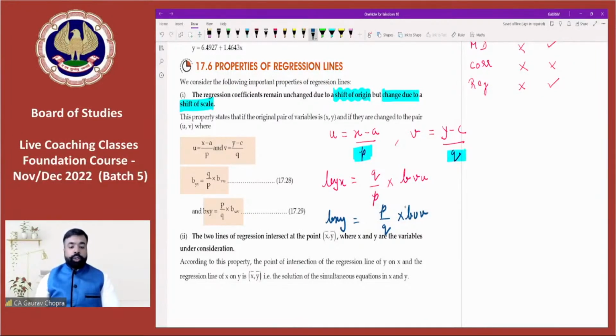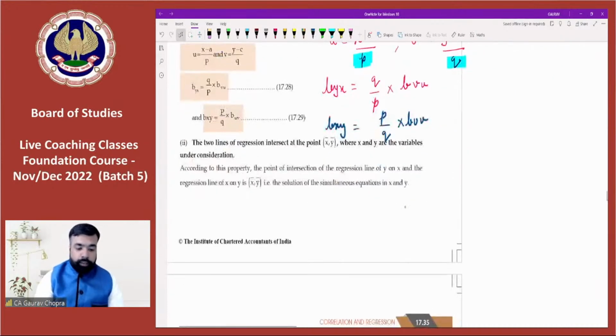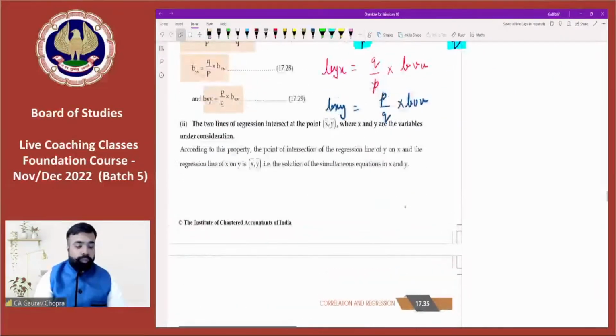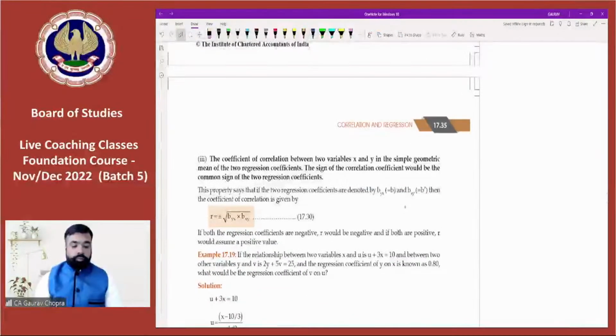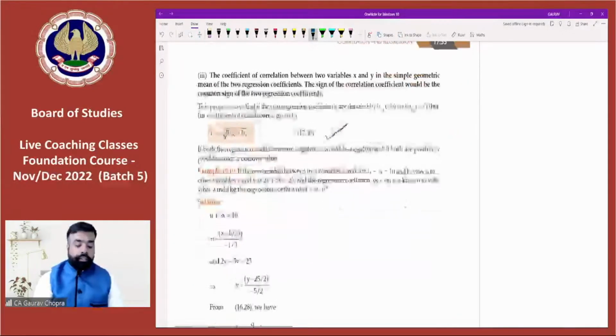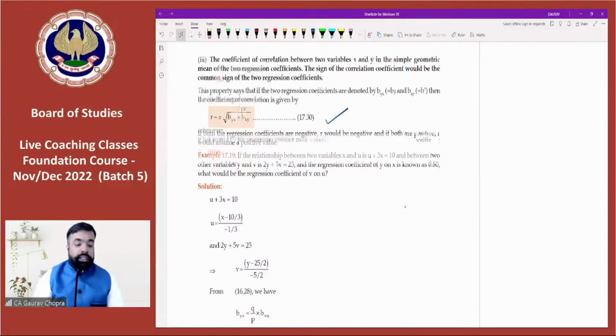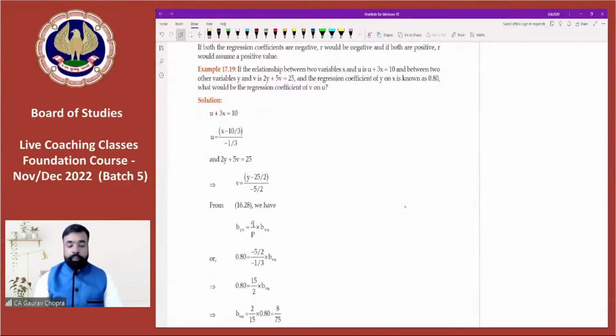So let us check. The second property we had already done, that is, the two regression lines intersect at the means, that is x bar and y bar. Then the correlation coefficient is the geometric mean of the regression coefficients. This also we had done. Now let us try 17.19.